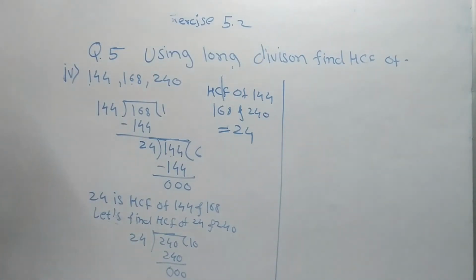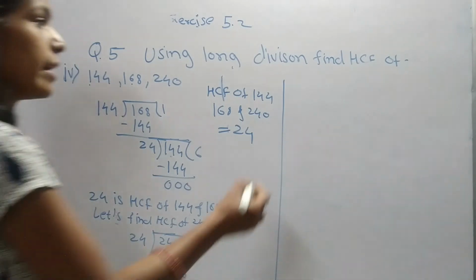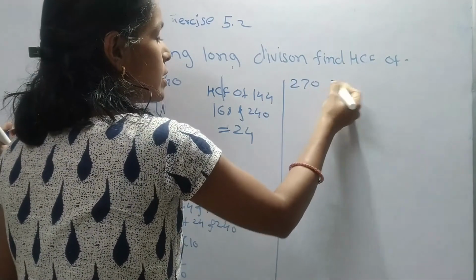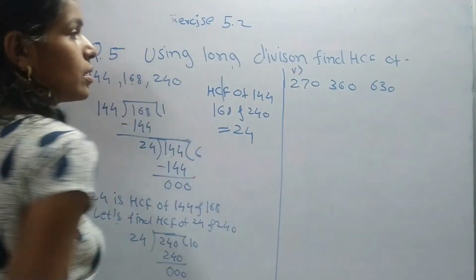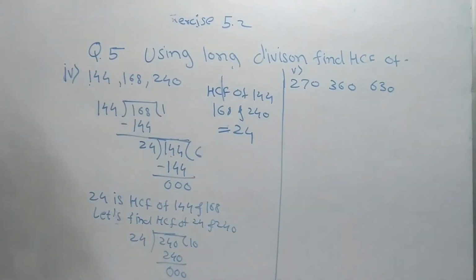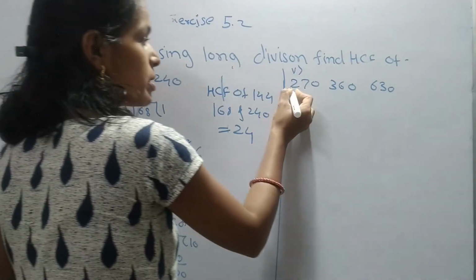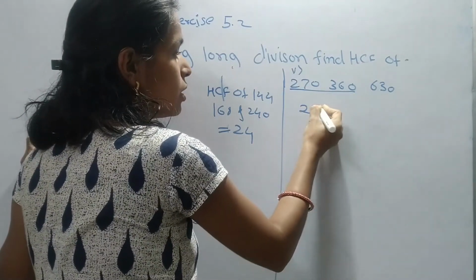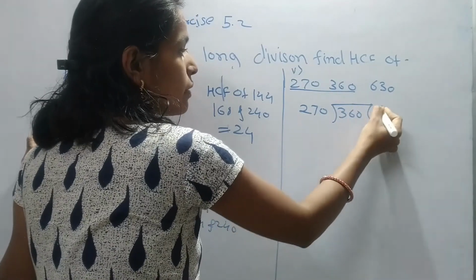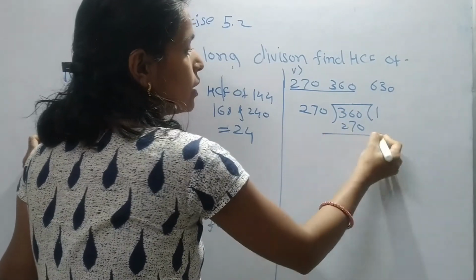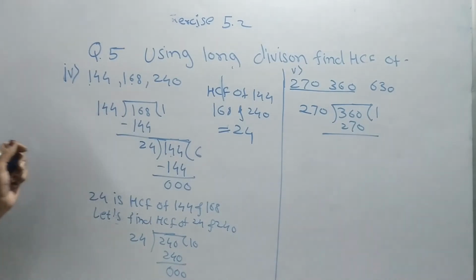Okay, let's solve one more example. Finding the HCF of 270, 360 and 630. This is the fifth question of the exercise. Any two numbers you can consider of your choice. Obviously 270 and 360 I am choosing. 270 divides 360. You will get 270 ones are 270. And what remainder will you get here after subtracting 270 from 360? You will get 90 here.